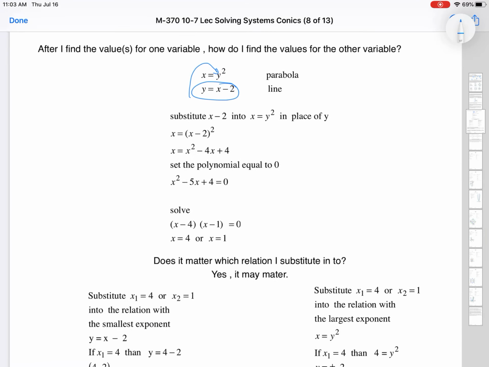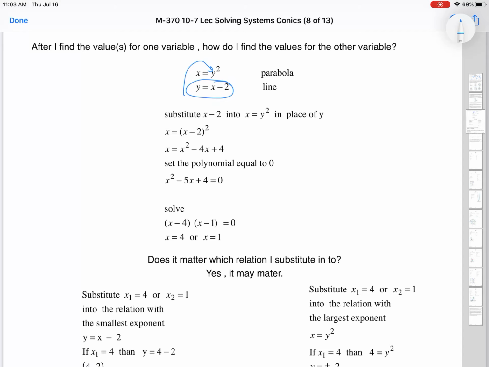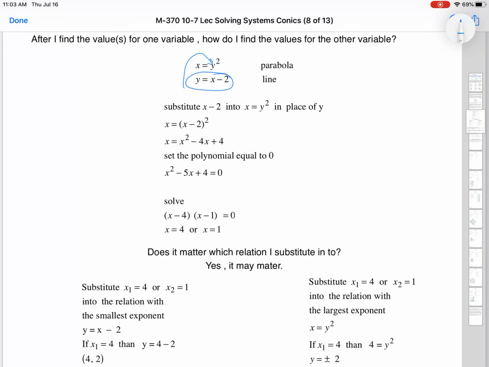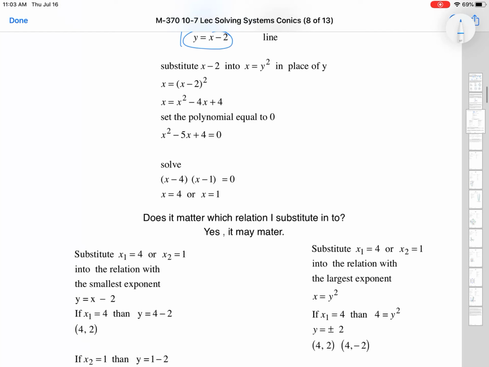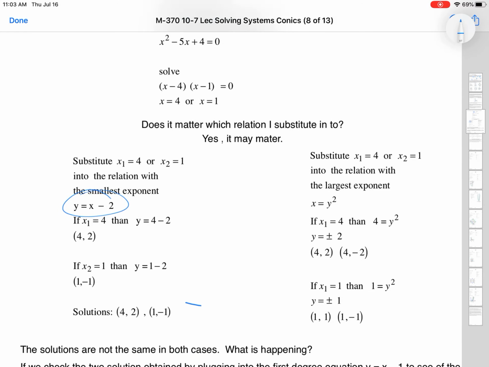Now we're going to plug in, and it asks, does it matter where you substitute? And he's saying, yeah, it may matter. If you substitute the 4 or the 1 into the relation with the smallest exponent, then you would get 4, 2, and 1, negative 1. Which one has the smallest exponent? This one, y equals x minus 2. So he's using that, and he gets those two solutions. If you substitute it into the one with the larger exponent, then you get a couple of other solutions.